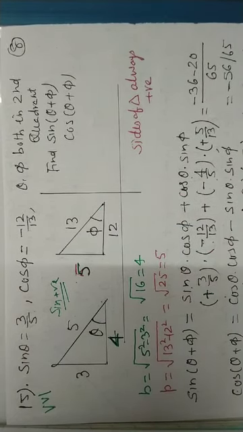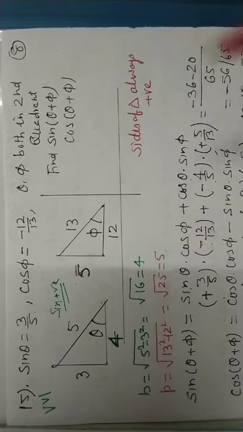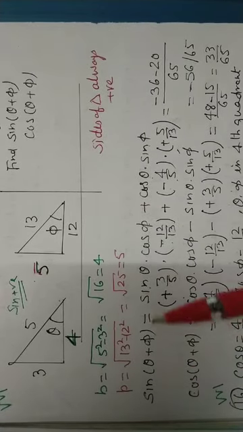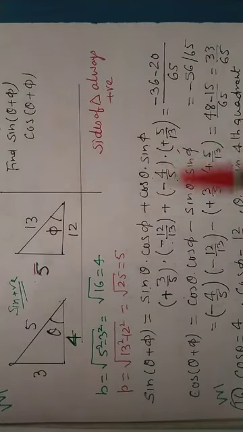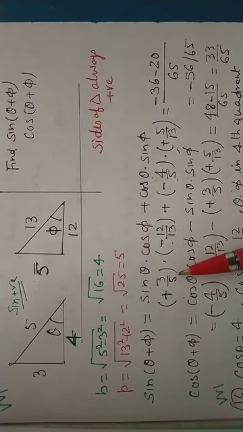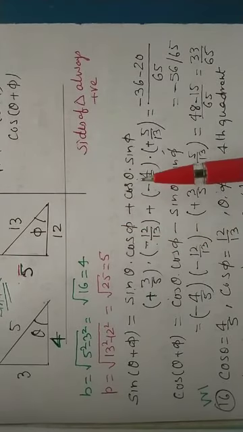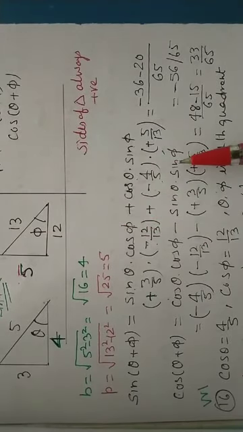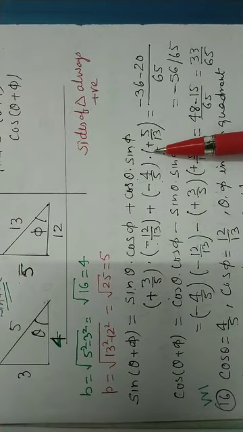After that you can find all these values, but remember the sign scheme. The sign scheme is: sin of theta plus phi is sin theta into cos phi plus cos theta into sin phi. Sin theta is positive, so write positive. Then cos phi is negative, cos is negative in the second quadrant. Again cos theta is negative in the second quadrant. Sin phi is positive, so positive we have written.